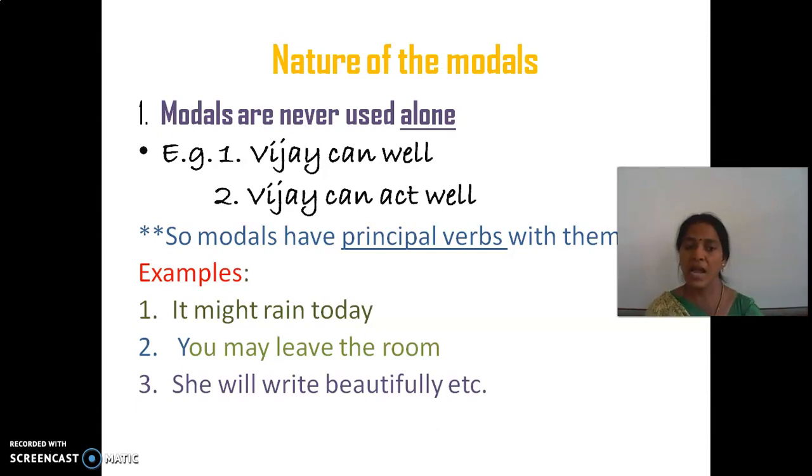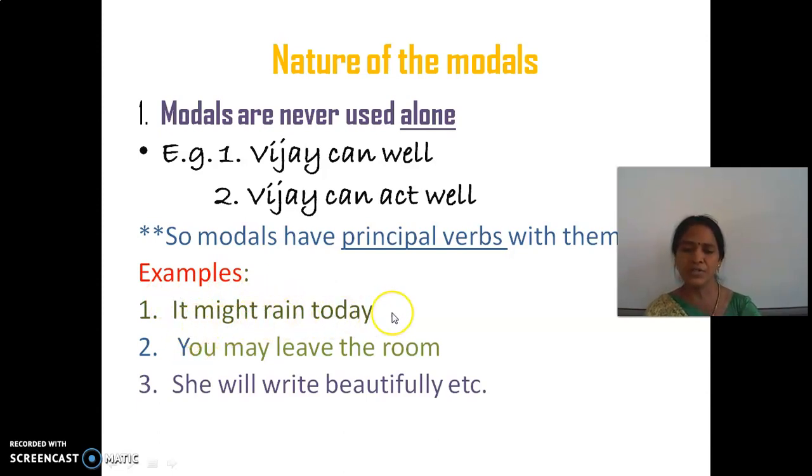What can we say? I can lift weight. You can also say, I can travel a long distance. I can sleep for a long time. I can study a lot. You understand? Immediately after the modal, you have a main verb, and the main verb is nothing but a principal verb. So this is the first nature of these modals. I am giving you some more examples.